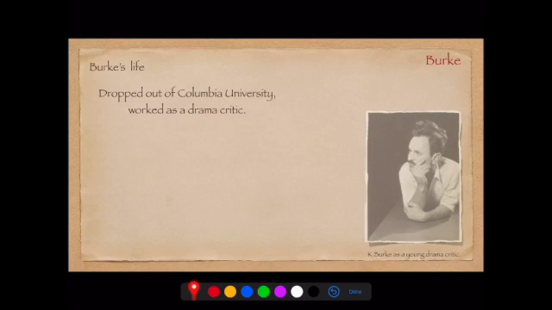As a young man in the 20s, he went to work for a magazine called Dial, and he worked as a critic for the drama. He wrote about the plays that were being performed in town, and he would go in and critique those plays. Now, Burke, having left school, that left a mark on his writing and on his reflections.